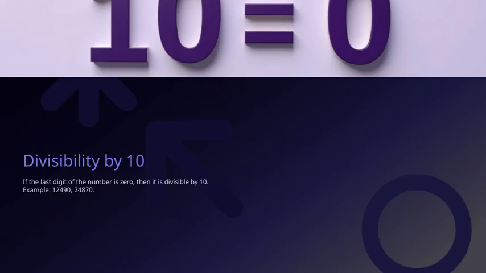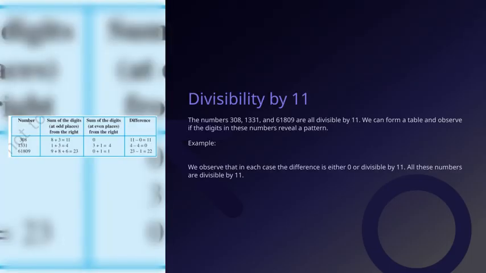Remember, the essential point is checking the last digit. If it's 0, the whole number is divisible by 10. This concept ties into our overall theme of understanding divisibility rules, which make working with numbers much easier and more efficient. Let's take a closer look at divisibility by 11.